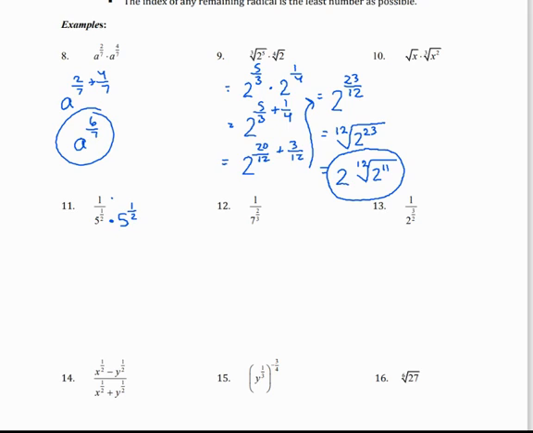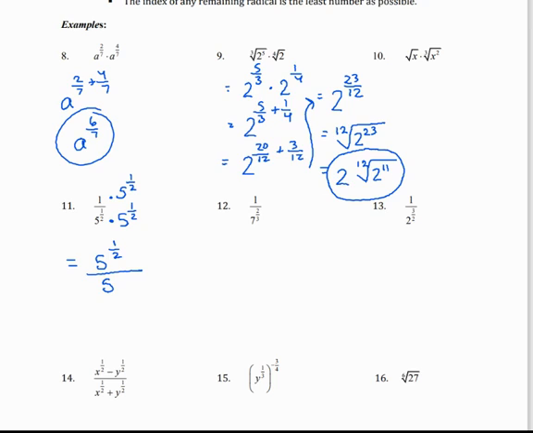So if I do that to the bottom, I must do it to the top. And the reason I'm using the 5 is because when we multiply, the bases must be the same. So now in my numerator, I have 5 to the 1/2. And in my denominator, I have 5 to the first power, or simply just 5.